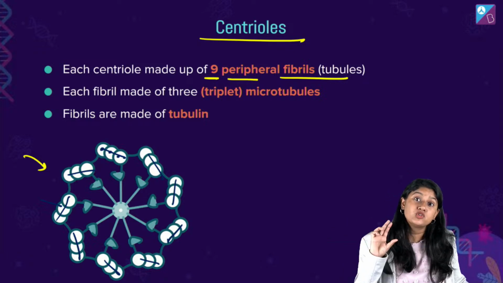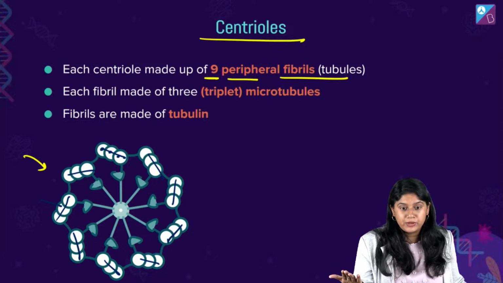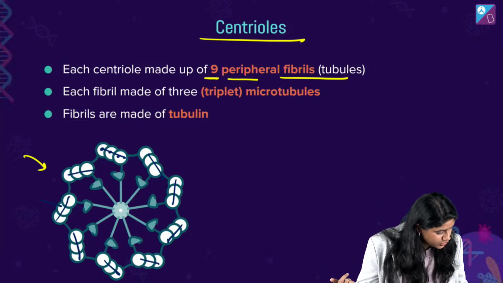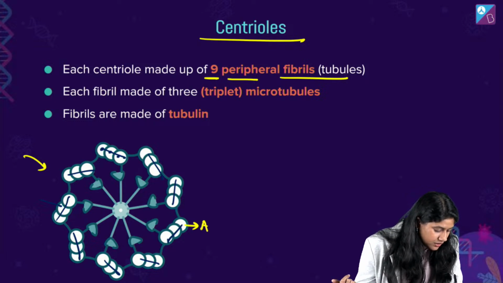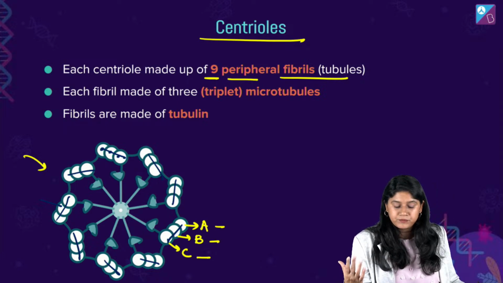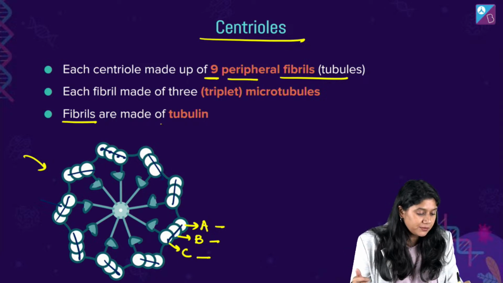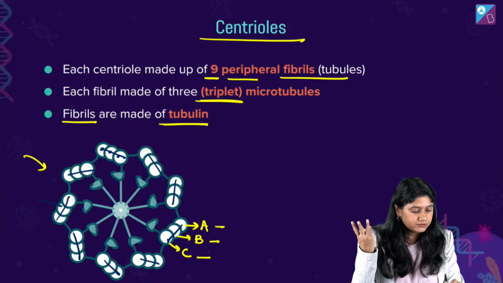किसके बने हैं ये? ट्यूब्यूलिन के, जो अभी हमने पढ़ा था किसमें? माइक्रोट्यूब्यूल में. वेरी गुड. Now that we have this arrangement, what we have in this is A, B and C, right? We name them as A, B and C. हमें क्या पता है? ये फिब्रिल्स किसके बने हैं? ट्यूब्यूलिन के. और there are arranged in triplets, 3 हैं.